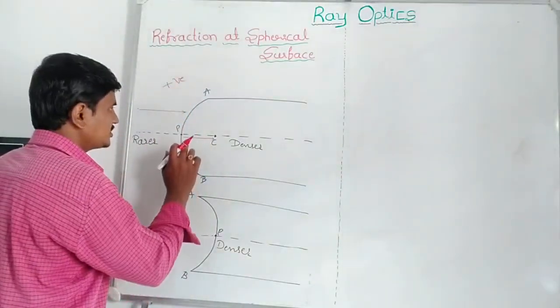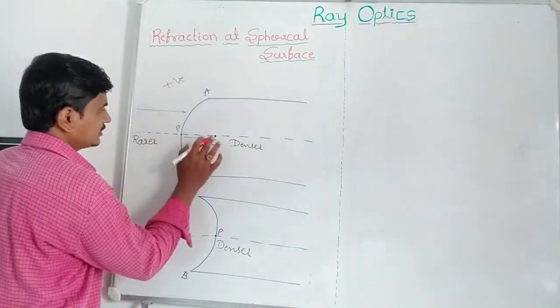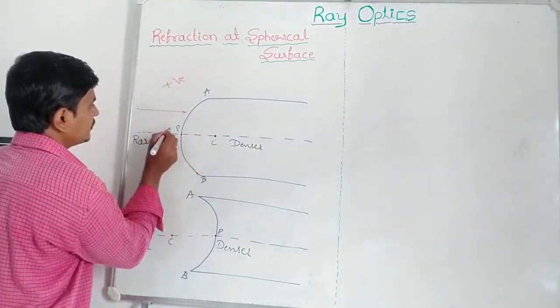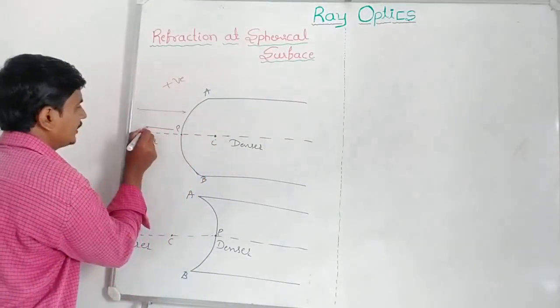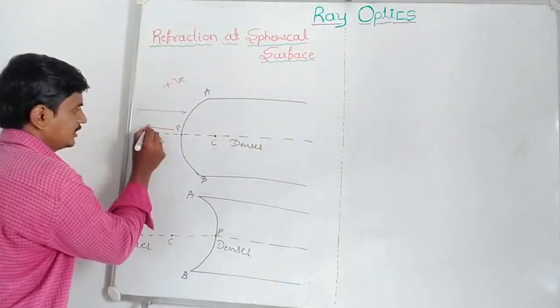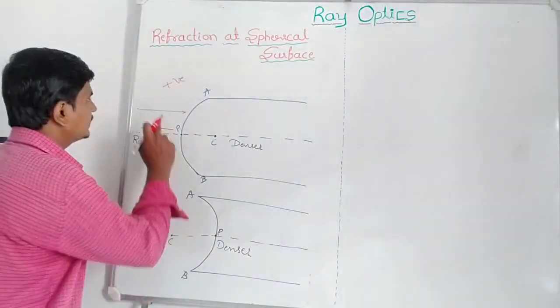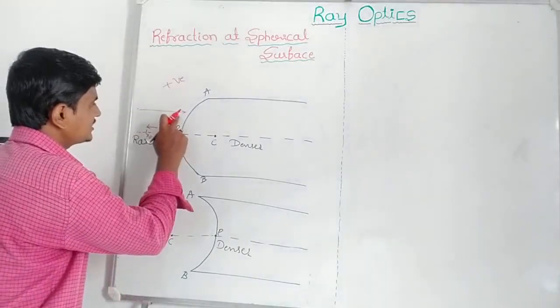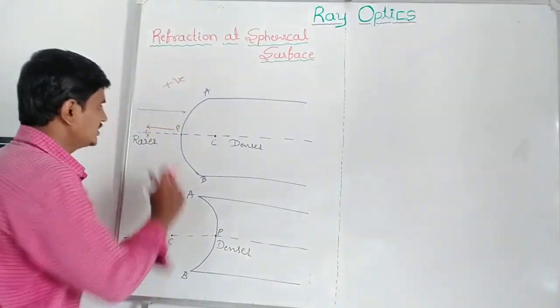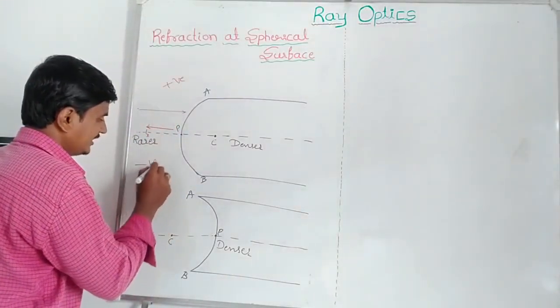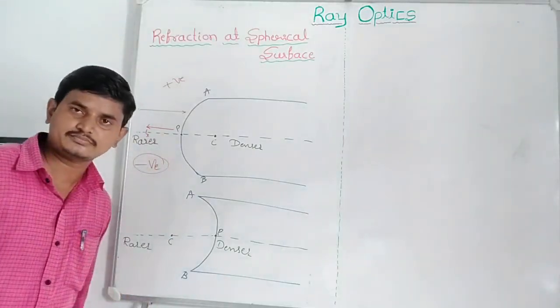If the measurement is taken from P to somewhere, say X, in this direction, but the incident light is in the opposite direction, in such a condition the sign convention taken is the negative sign.